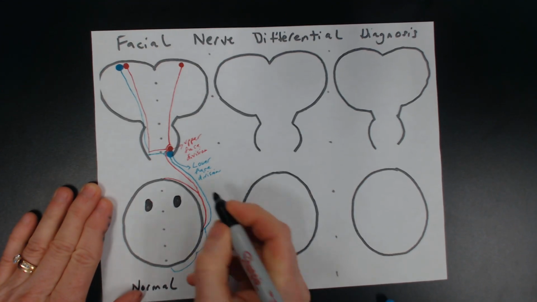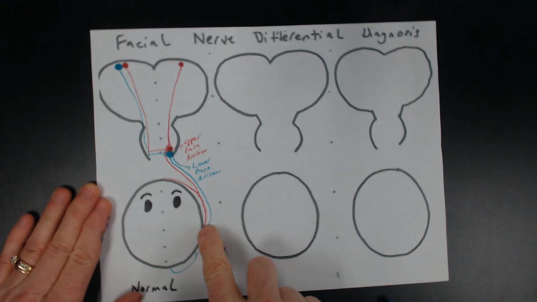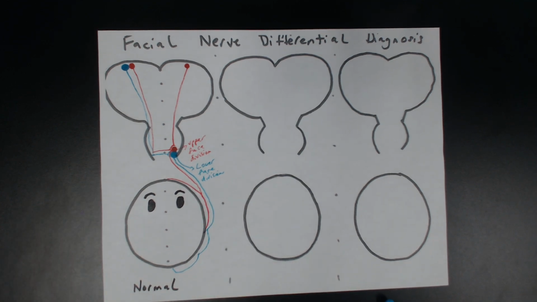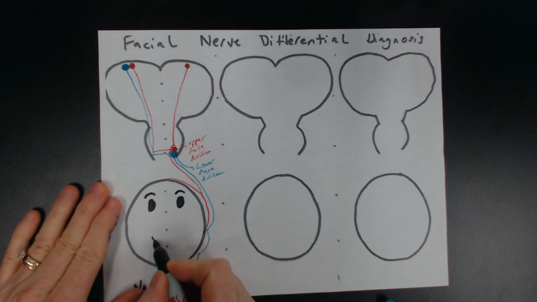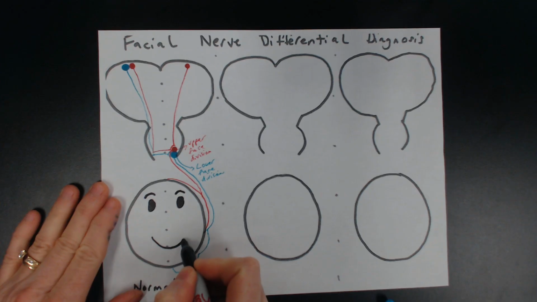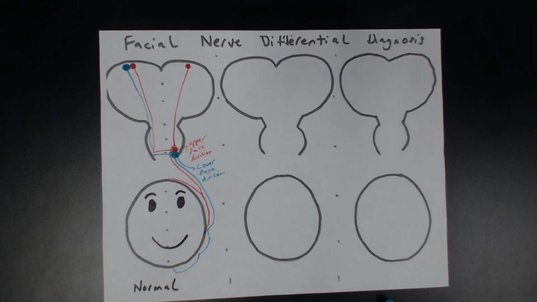The eyes and the eyebrows are all part of the upper face division. So it's the upper part of the face. Consider the eyes and the eyebrows. And then the lower part of the face is going to be the smile. So this guy's normal, so he's very happy. There's a smile.